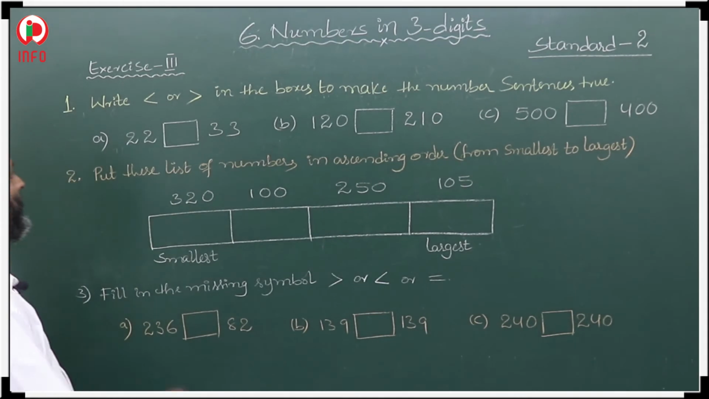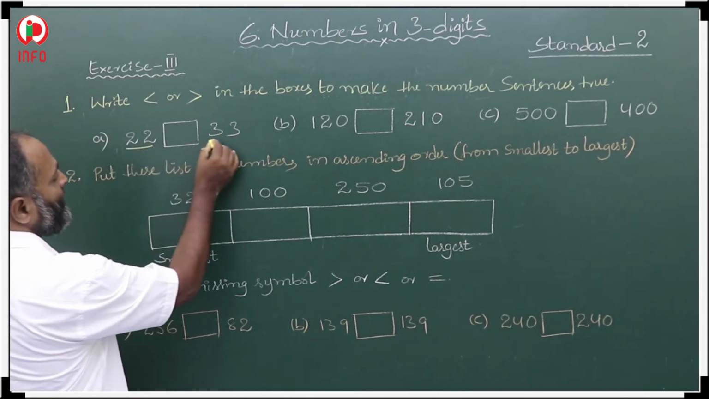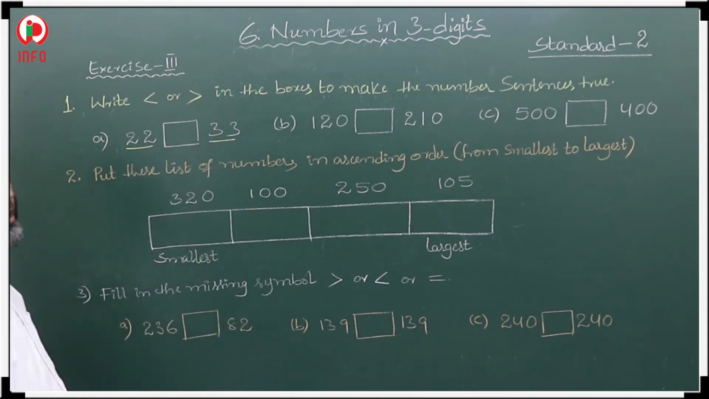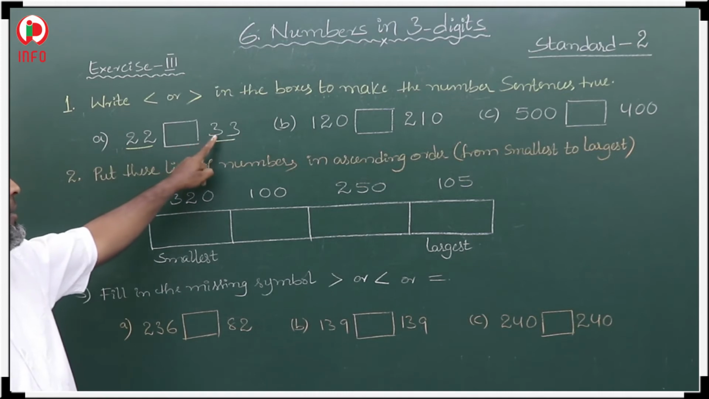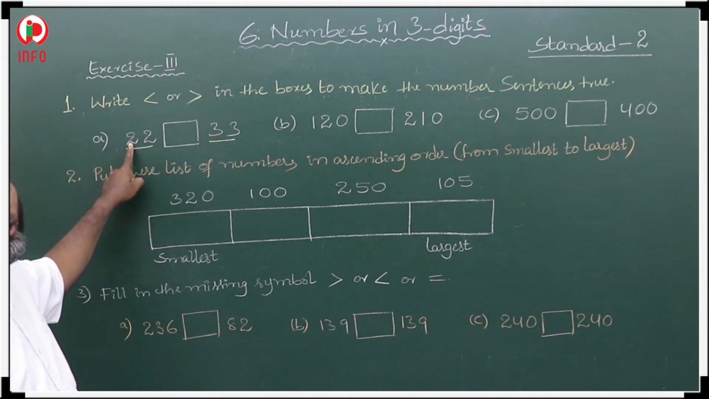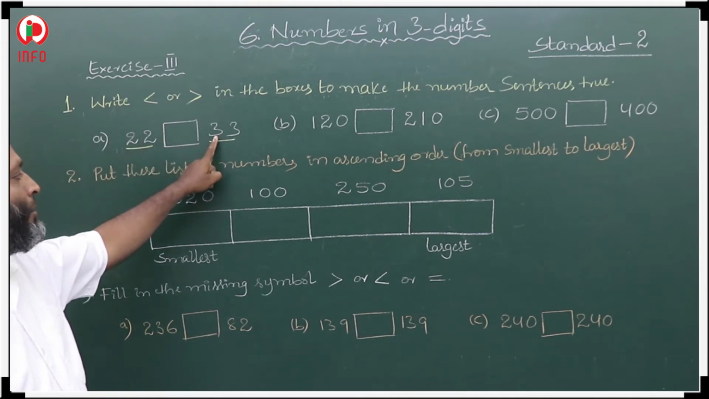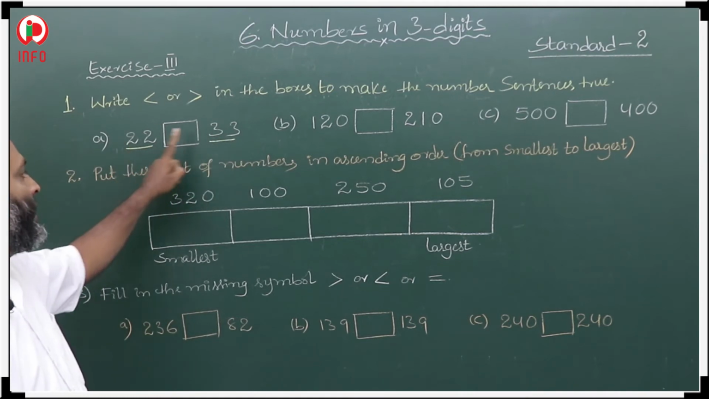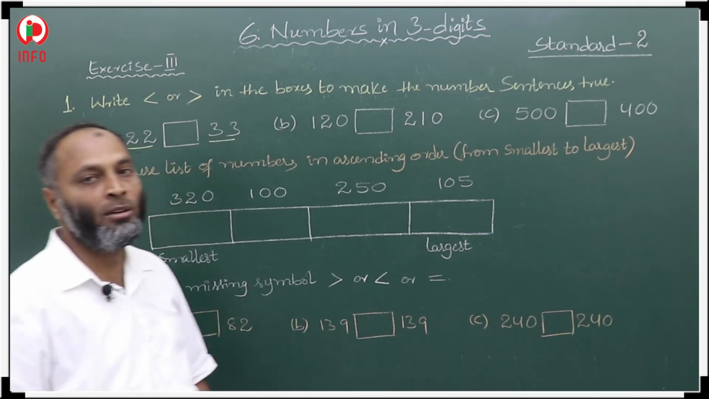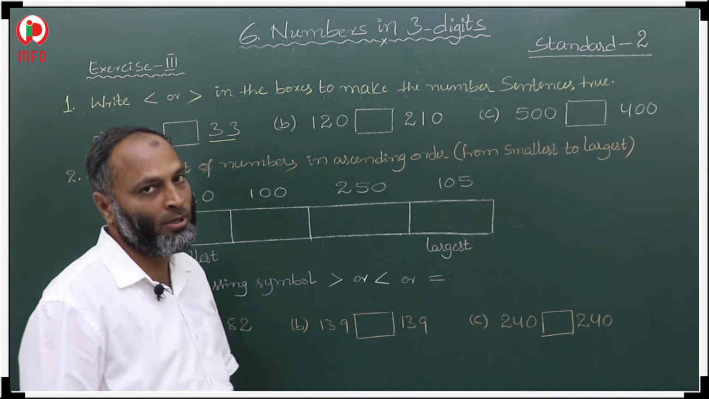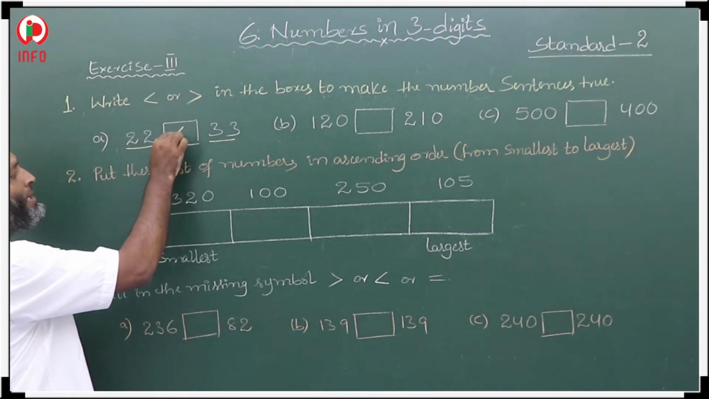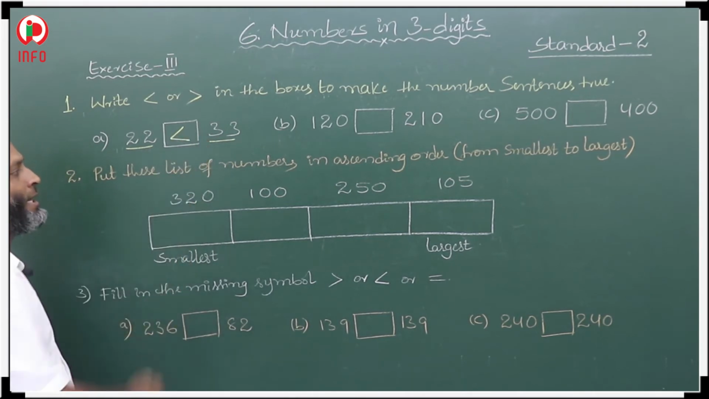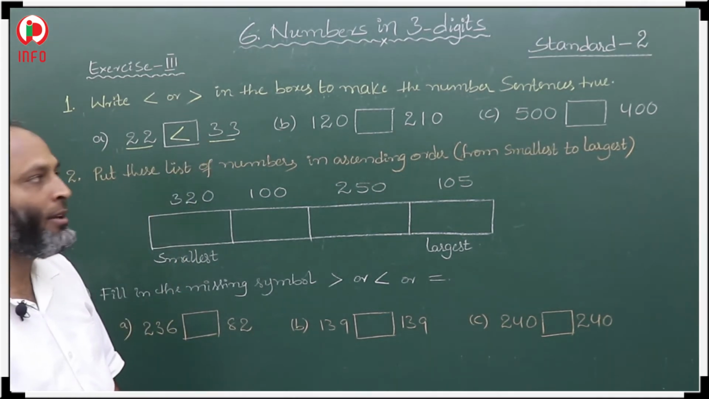So see here. It's a two-digit number. This is also a two-digit number. When a two-digit number is given, we have to compare the tens places first. Here 2 is there in the first number, and in the second number 3 is there. In between 2 and 3, 2 is the least, meaning smallest. So we take the less than symbol. 22 is less than 33. Okay.